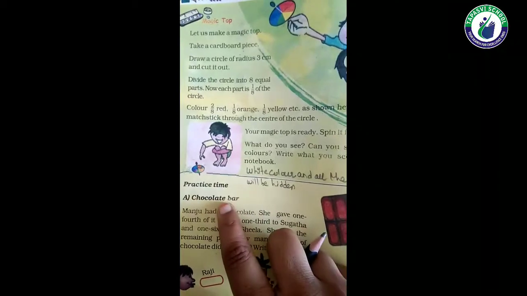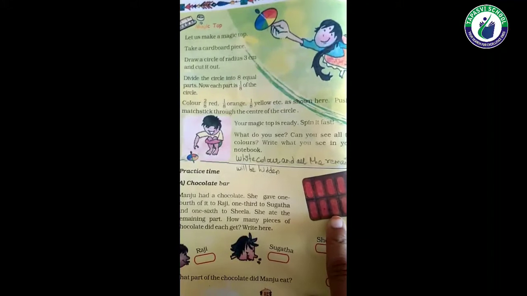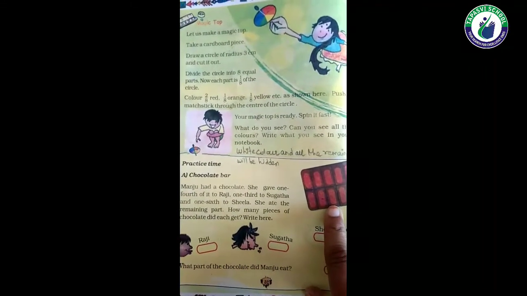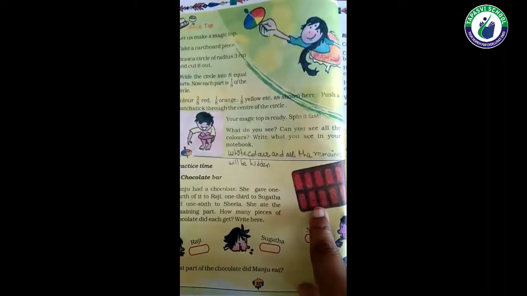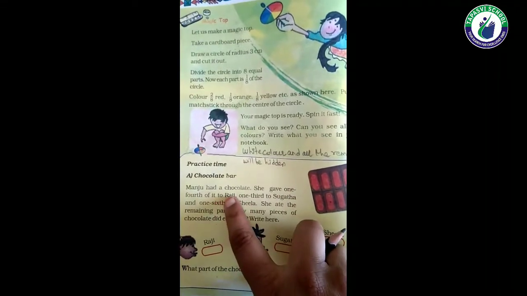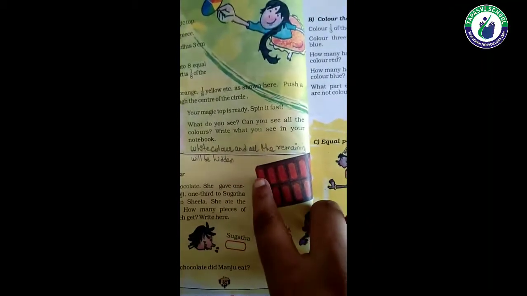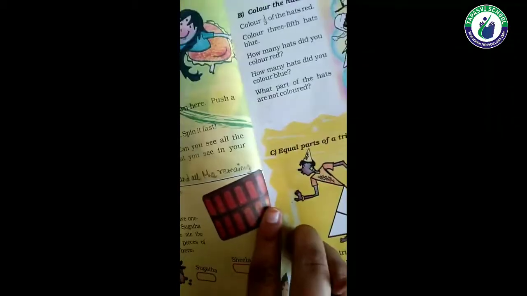Practice time students, there is a question, chocolate bar. See here, you can see the chocolate bar students, right? Now this chocolate bar is there, and Manju had a chocolate. Who is having this chocolate? Manju. She gave 1/4 of it to Raji. 1/4, right? So if we count the number of parts students, how much Manju had? 1, 2, 3, 4, 5, this one is 6, 7, 8, 9, 10, 11, and this one is 12. So total 12 parts are there students, right?